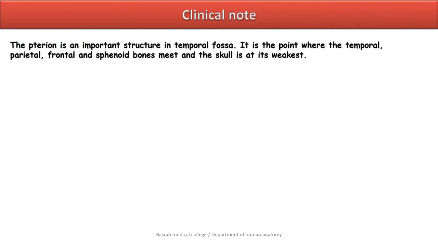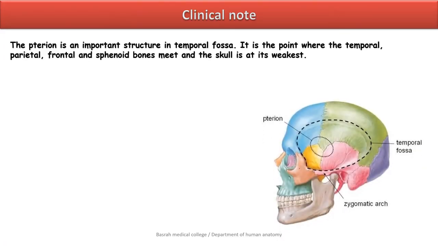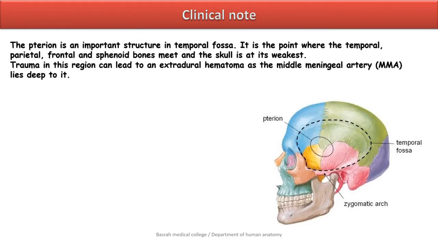There is an important structure in the temporal fossa, and this structure is known as the pterion. It is the point where the temporal, parietal, frontal and sphenoid bones come in contact, and the skull is at its weakest. Any trauma to this area will lead to extradural hematoma, as the middle meningeal artery runs deep to this area.